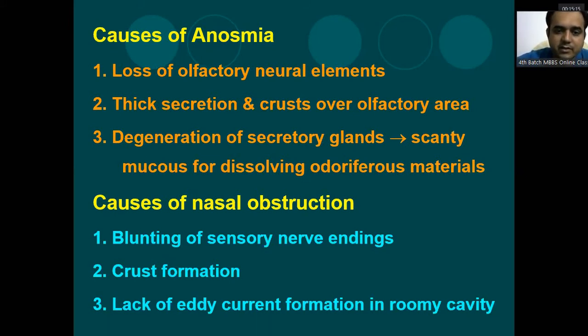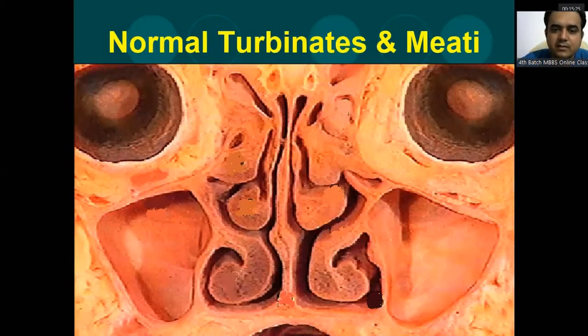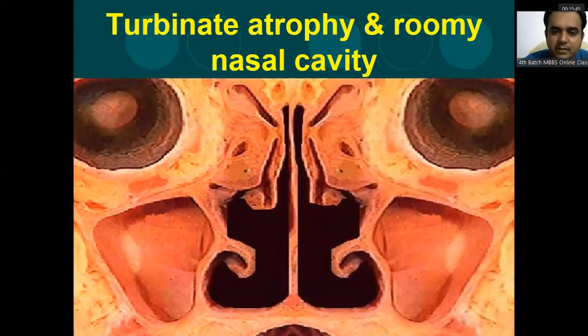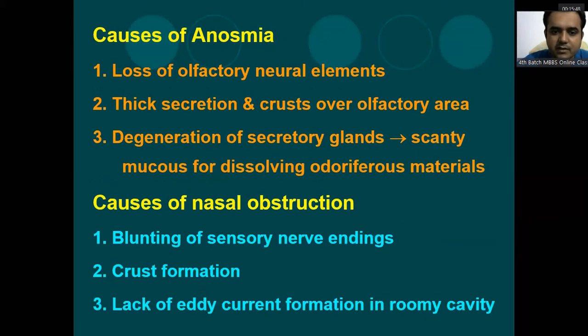Okay, and what are the causes of nasal obstruction? Blunting of the sensory nerve endings, crust formation, and the lack of eddy current formation in the roomy cavity. So look here, this is a normal nasal cavity. When we inspire, it is laminar flow, but when we expire, the turbinates and all of these structures produce what we call eddy current, but the eddy current is not present here. So that is why there is a sense of nasal obstruction.